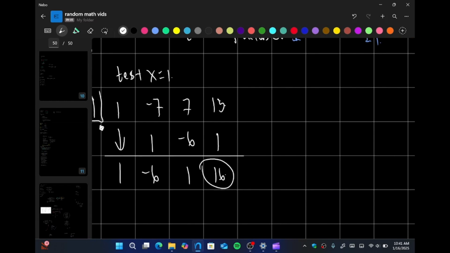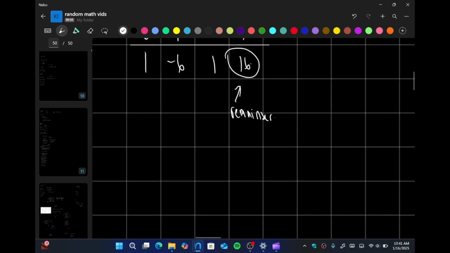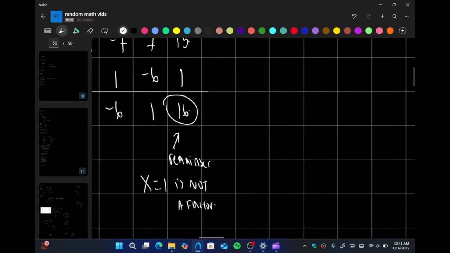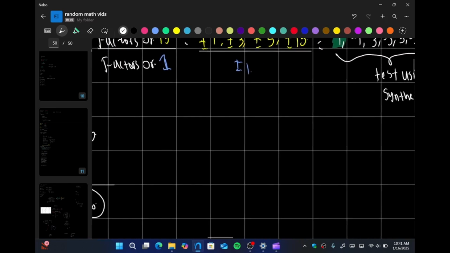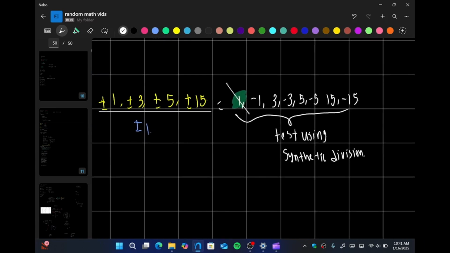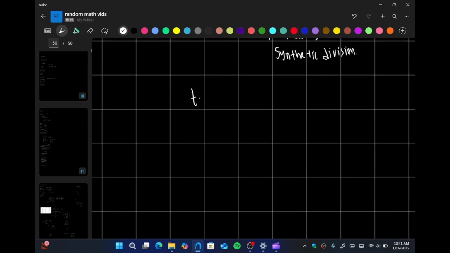Because we have a remainder, x equals 1 is not a root. If it gives you a number here that is not 0, then that will not be a root. So we take x equals 1 out. Now let's test x equals negative 1, okay, guys.